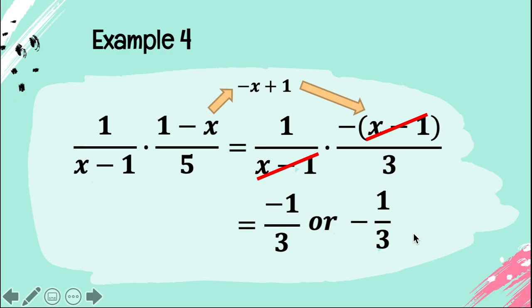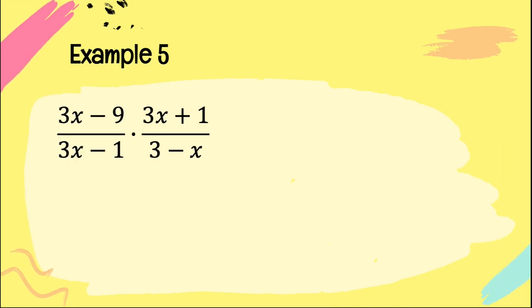So negative 1/3 will be the final answer. Next, let us go now to the fifth example. So we have 3x minus 9 over 3x minus 1 times 3x plus 1 over 3 minus x. As we answer this one, again, we need to factor first the polynomials.